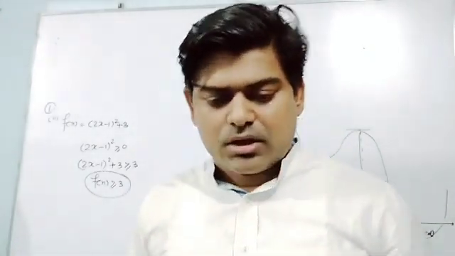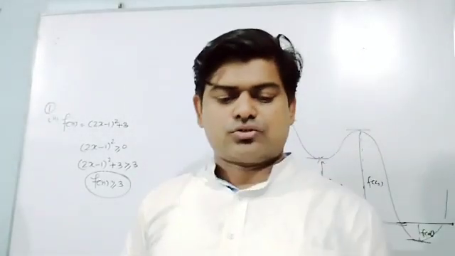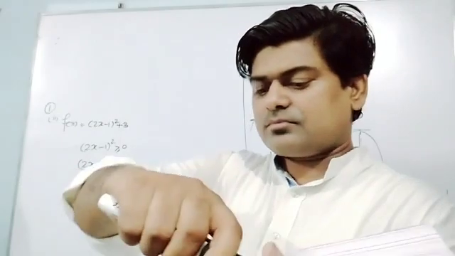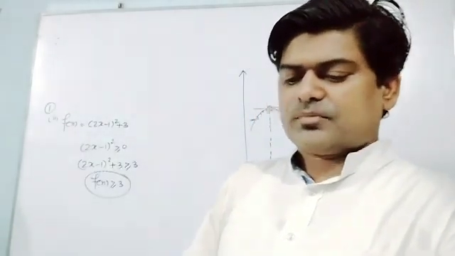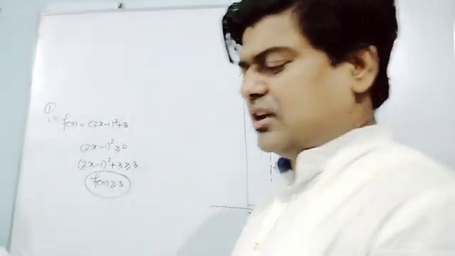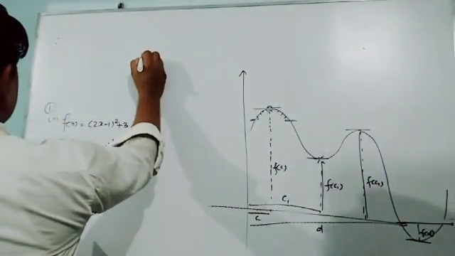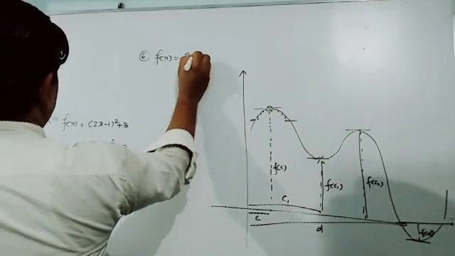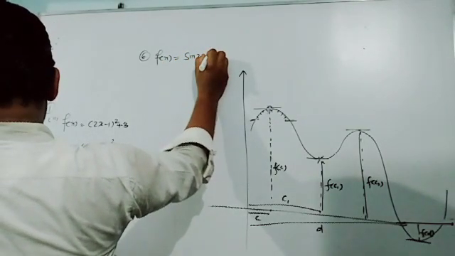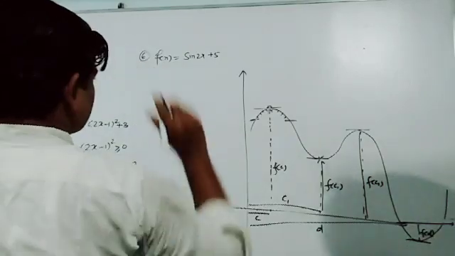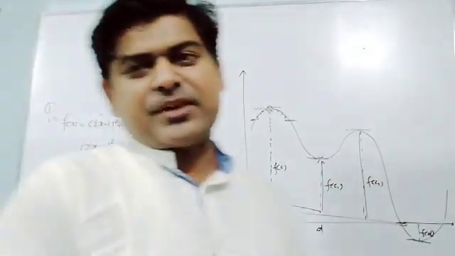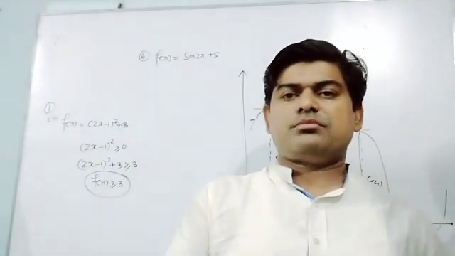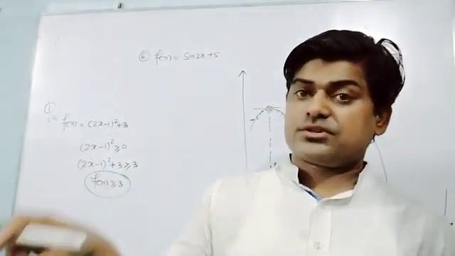Maximum is not defined. Now I am going to take one question where maximum will also come. Then it can really help you. You can see one function is there. Question number 6: f(x) is equal to sin 2x plus 5. Now your question is asking to find the minimum and maximum value of this function if it exists.